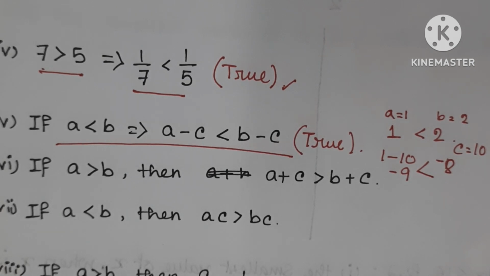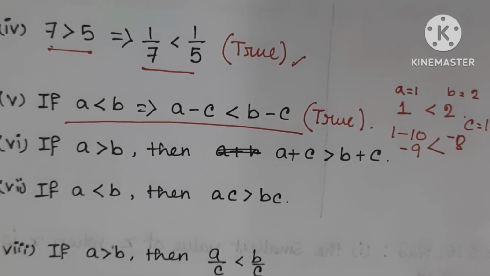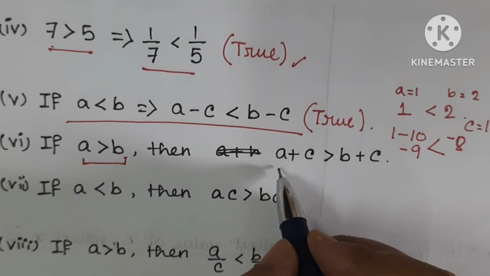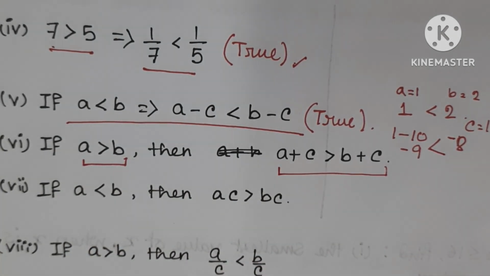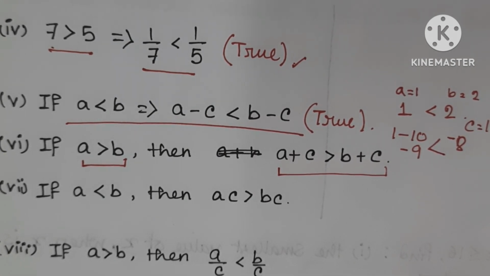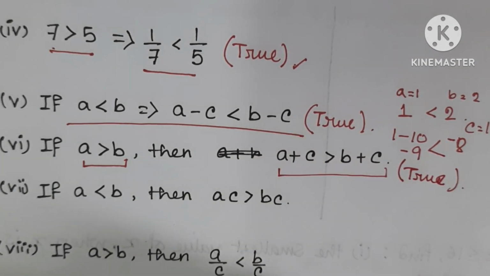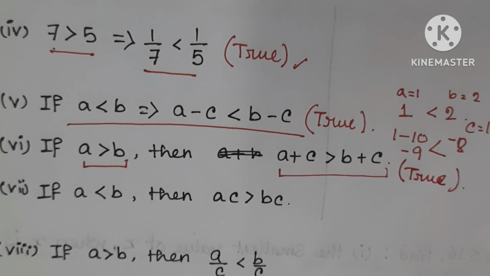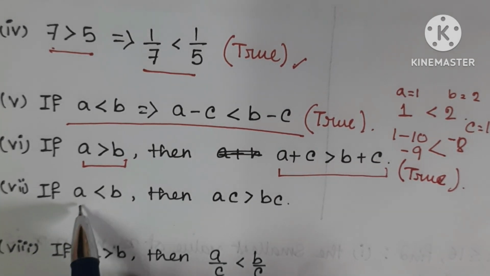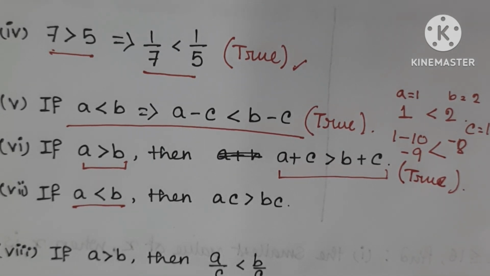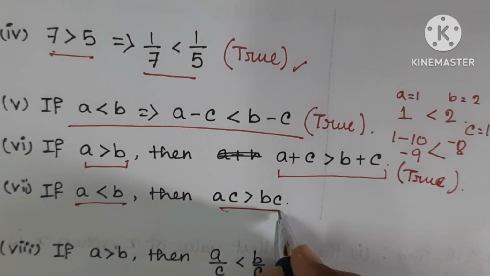Next one. If a is greater than b, then a plus c is greater than b plus c. Yes, that is also true. Now come to the next one. This is given: if a less than b, then ac is greater than bc.